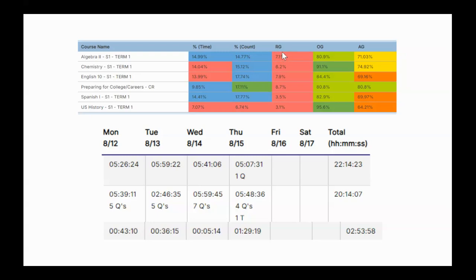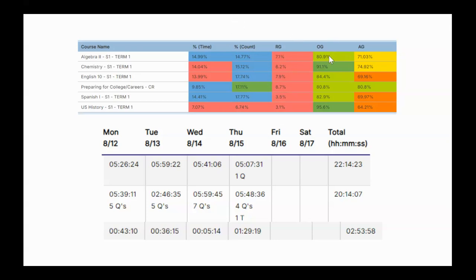This next column is the RG. It's called the real grade. You don't really need to pay attention to it. Just know that this is what your grade in the class would be if you got a 0 on anything you have not completed. We don't really use that, but that's just there so you know it.